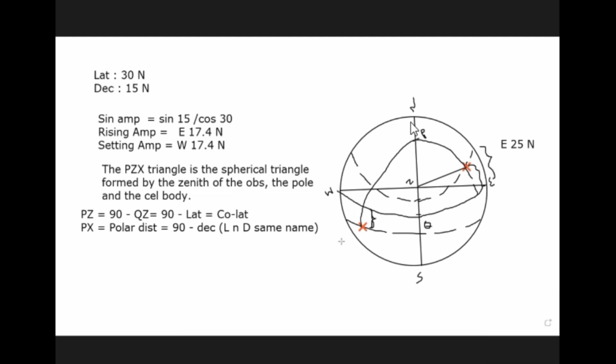Sir, this PZ is equal to 90 minus lat and it is equal to co-lat. Yeah, that is colat. Correct. 90 minus lat is the complement of lat, no? Okay, sir.